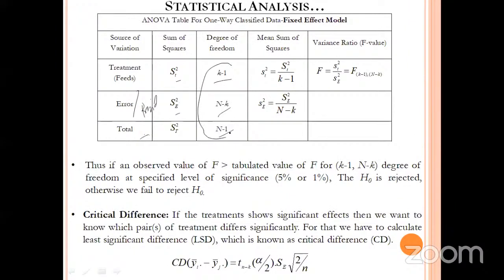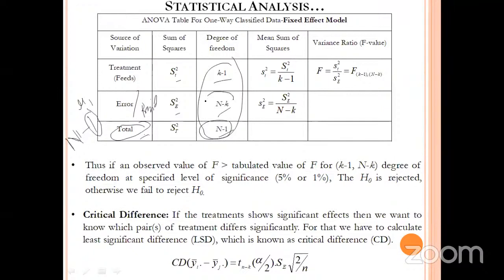I'll give you a clue how to remember this. Remember that for total it is always n minus 1. What is this n minus 1? Degrees of freedom. What is this one? One is the population mean, because we already know the population mean. So we are subtracting the population mean from the whole number of samples, that is the degrees of freedom for the total sum of square.